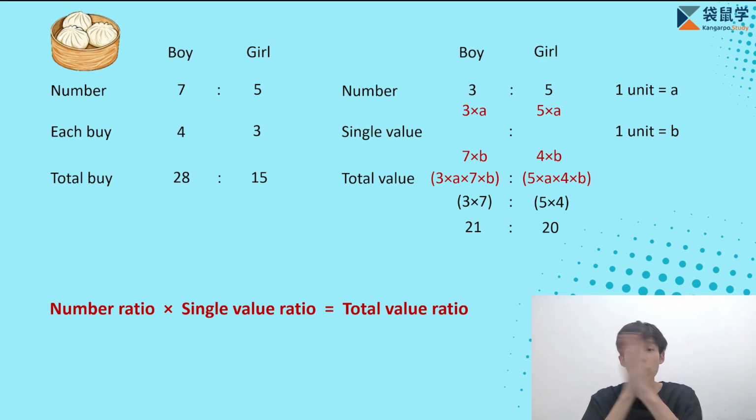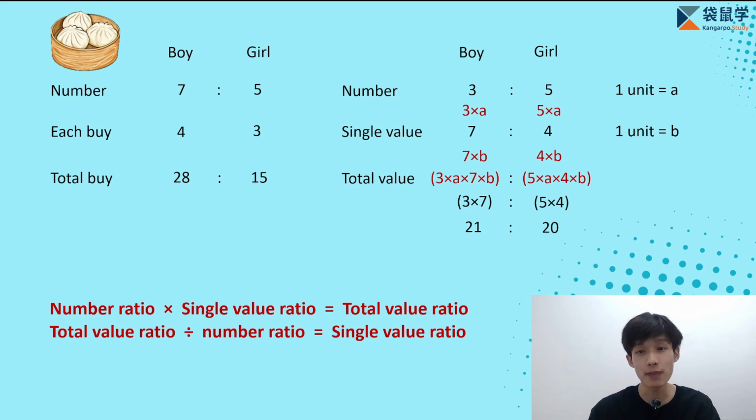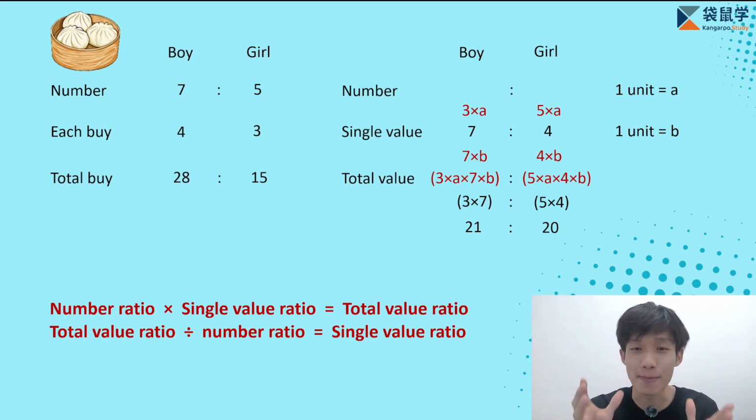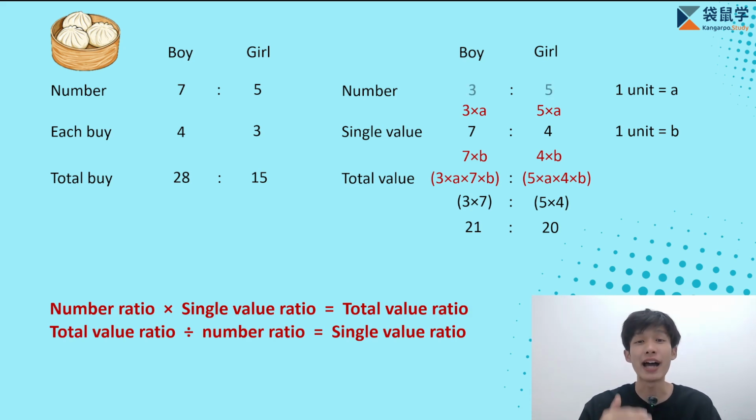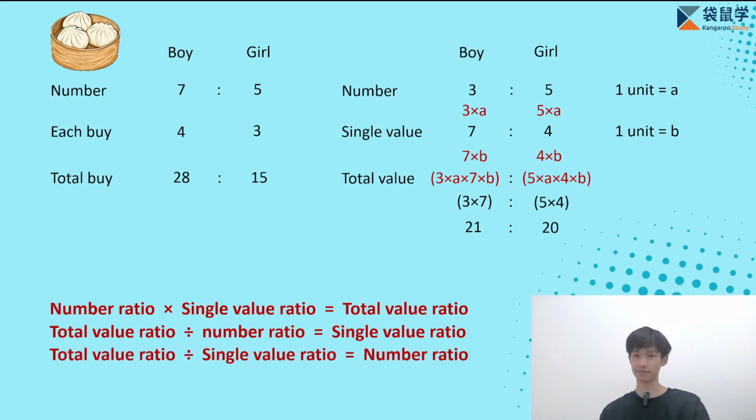So if you do it the other way, it should be 21 divided by 3 gives us 7, and 20 divided by 5 gives us 4, so 7:4. In another way, the total value ratio divided by the number ratio gives us the single value ratio. Now, the third thing: if we don't know the number ratio, can we find the number ratio by using the other two ratios? How? Yes, exactly by division. 21 divided by 7, total value divided by the single value ratio gives us the number ratio. Now we have the third equation.